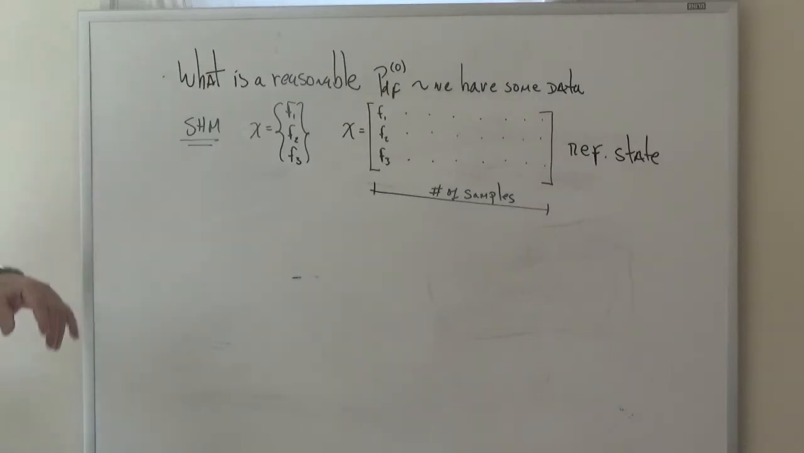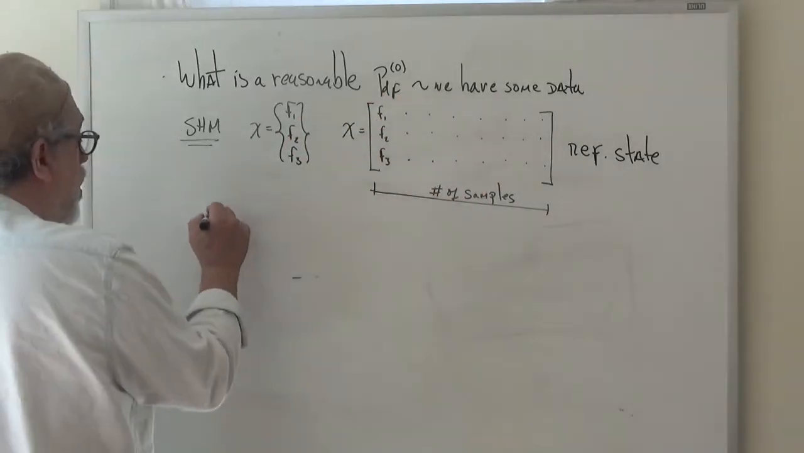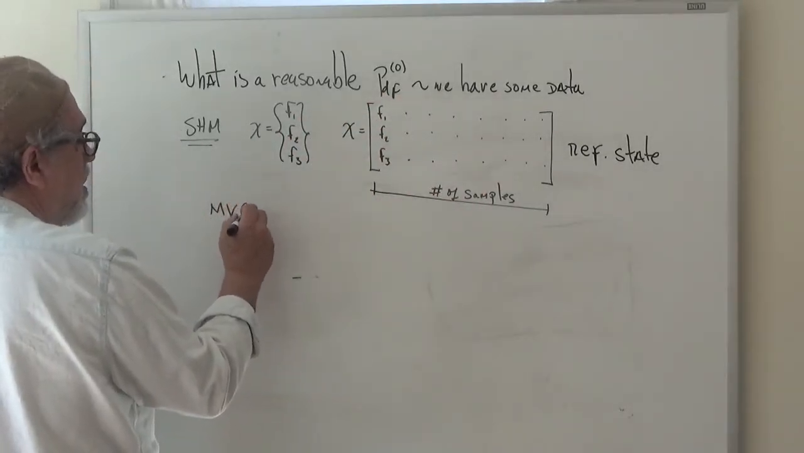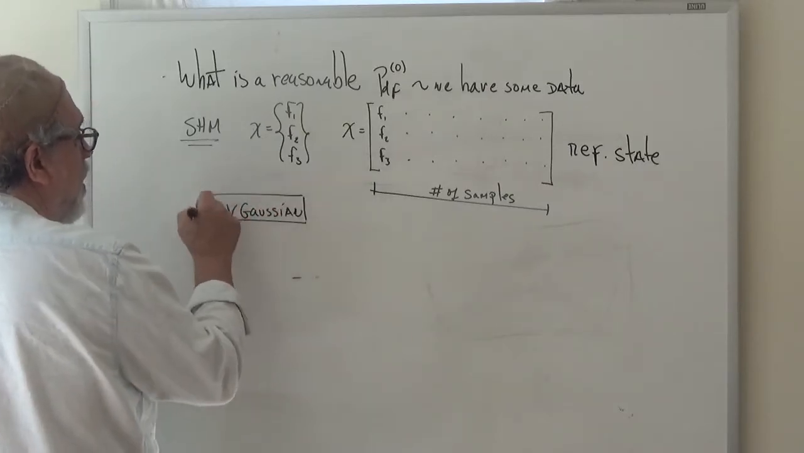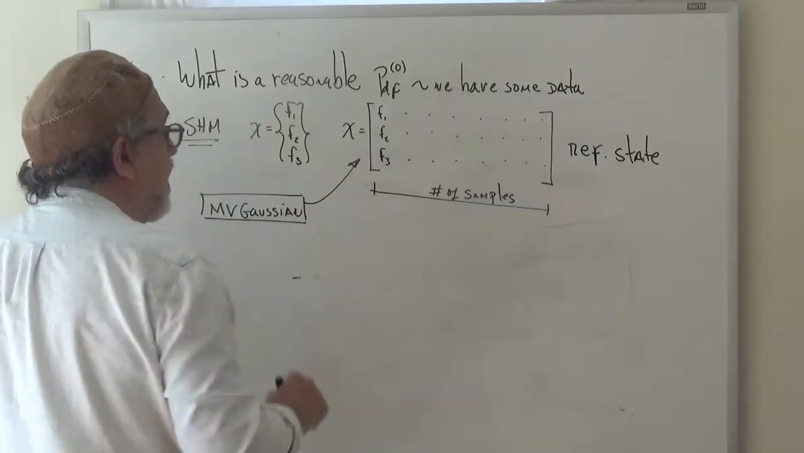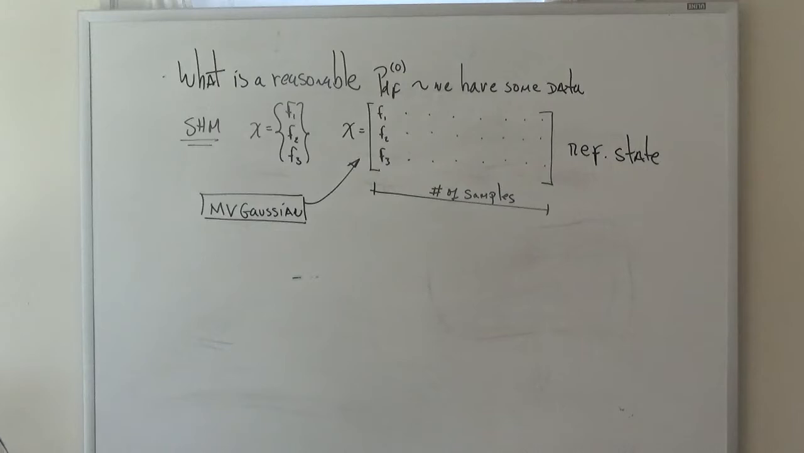We have from prior experience, we know that it is not unreasonable to assume that this data that we have for our frequencies is reasonably Gaussian. So we postulate that the distribution of this data is multivariate Gaussian. We assume. If we're going to assume that our data is multivariate Gaussian, then what?